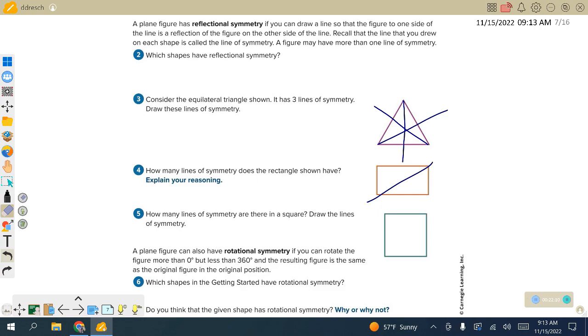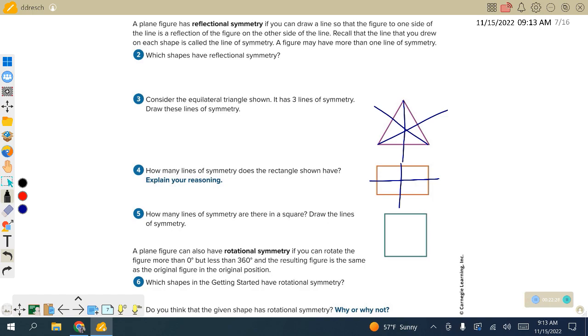So always check yourself. You've got yourself the patty paper there. And if it's not patty paper and it's on the SAT, fold your paper there and just check yourself. The best we can say was what? The vertical and horizontal. Okay, the rectangle did not have that.